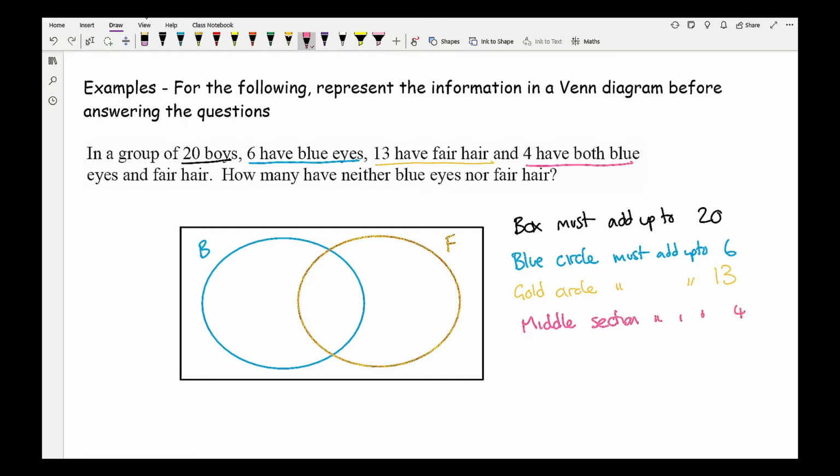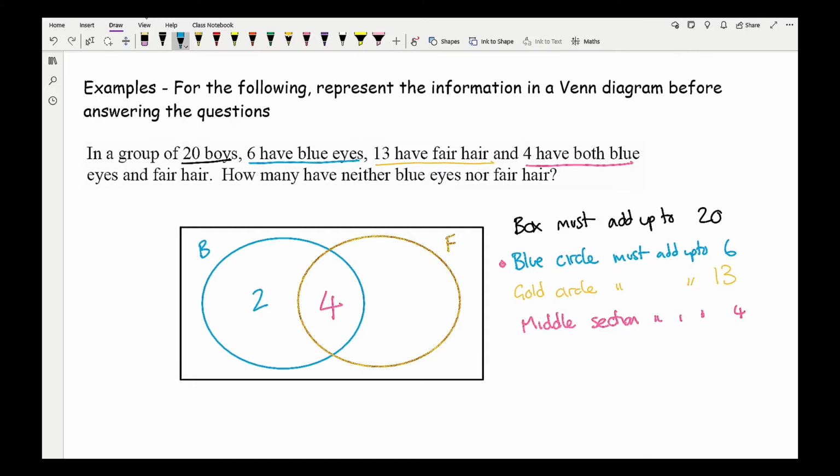So this middle section is 4. Now, using our knowledge that the blue circle needs to add up to 6, if there's 4 in this middle section, then there must be 2 in just the blue, because the whole numbers added together in the blue circle need to add up to 6. So 6 minus 4 gives me 2.